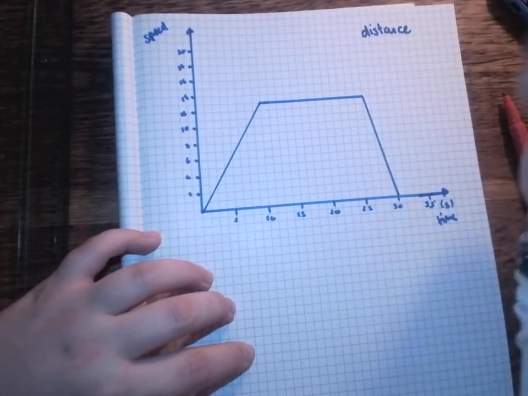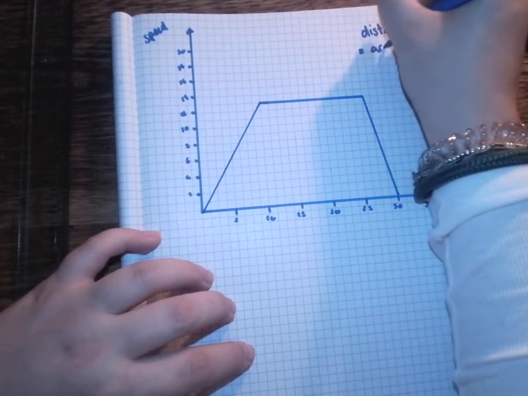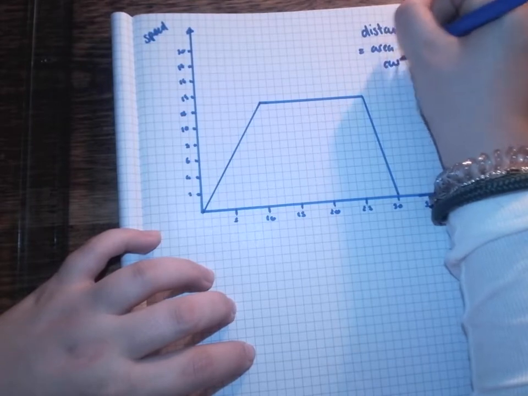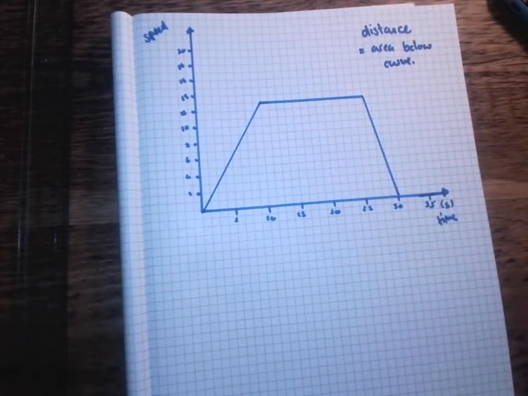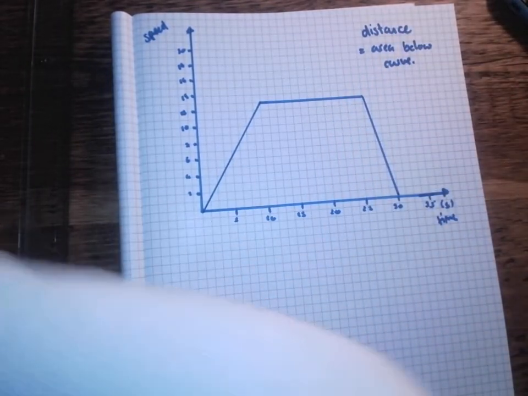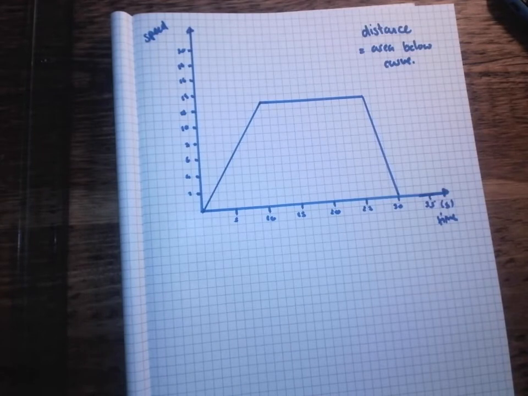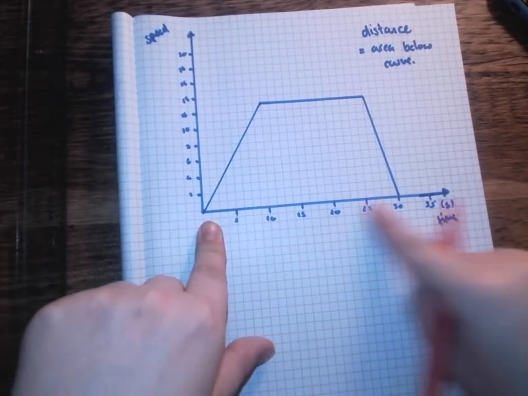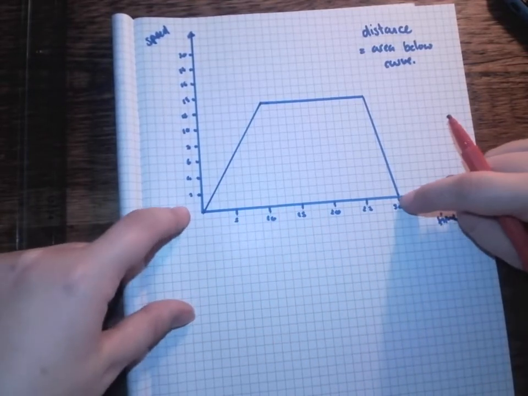Okay, and the distance is equal to the area below the curve. And we really like questions like this because it gets students to think. So we could ask you lots of different questions. We could ask you how far it's gone in the first 10 seconds. I could ask you how far the object has travelled in total.